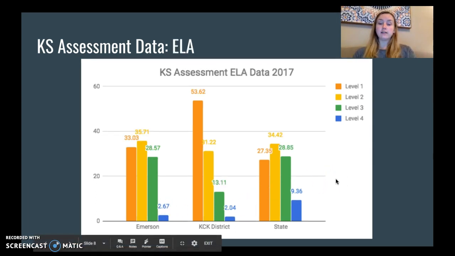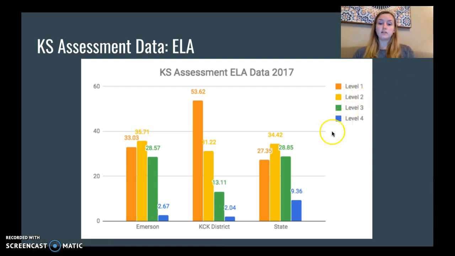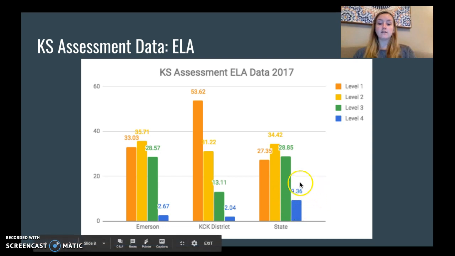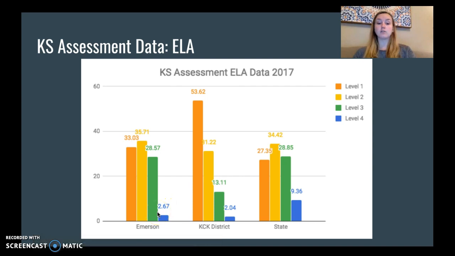This is for the ELA portion of the assessment, which is reading and writing. The level ratings stay the same between the topics, so they mean the same things. Again, you can see that Emerson performs well as compared to the district averages. However, compared to the state averages, we aren't achieving at quite as high of a level, most notably in the fact that the state average is about 9.36% of students at level 4, whereas we're only at 2.67. So we have a low amount of students reaching that excellent understanding level.